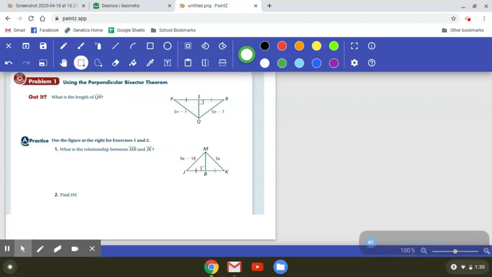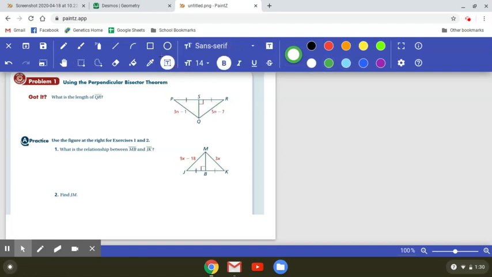Okay, so now that we understand perpendicular bisectors, we can go ahead and try problem 1. The question says, what is the length of QR? We see that these two sides are the same, so that means SQ is bisecting PR. And we see that it's at a right angle, so we can make the assumption that PQ and QR are equal to each other. So then all we have to do is just use algebra and set them equal to each other.